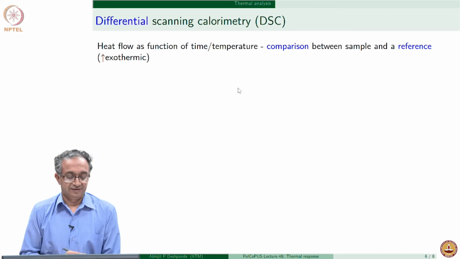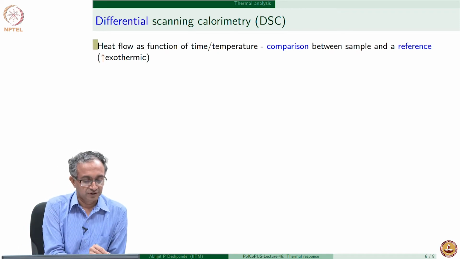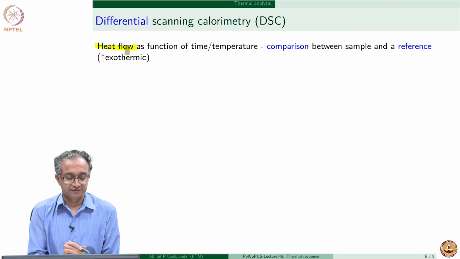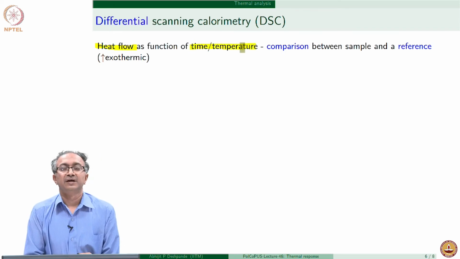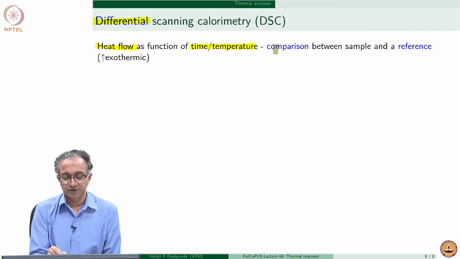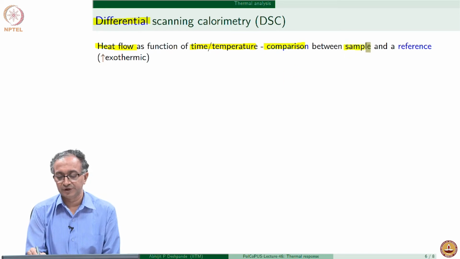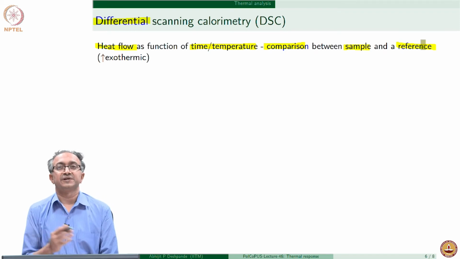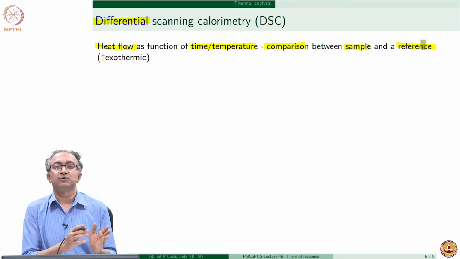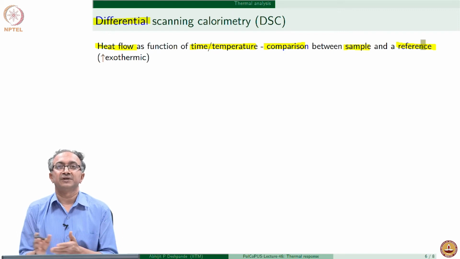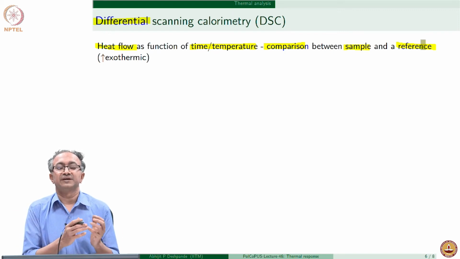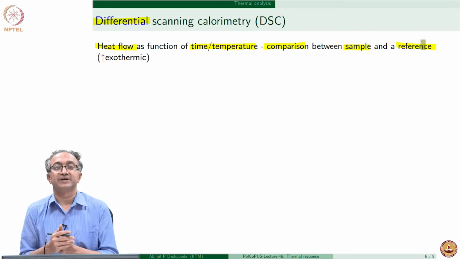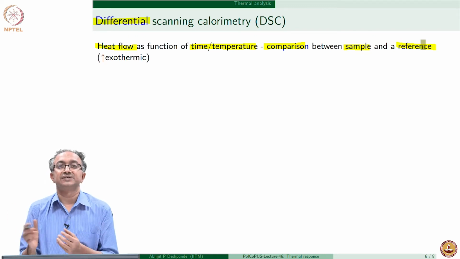So, DSC is a technique in which we focus on the heat flow as a function of time or temperature, and it is called differential because what we do is compare the heat flow requirement for the polymer sample and a reference sample. And the reference sample we choose in such a way that transitions taking place there are completely known. So, we know what is the amount of heat flow required for a given rate of change of temperature, let us say. So, if I heat a reference sample at 5 degrees Celsius a minute, I know what is the heat requirement there.